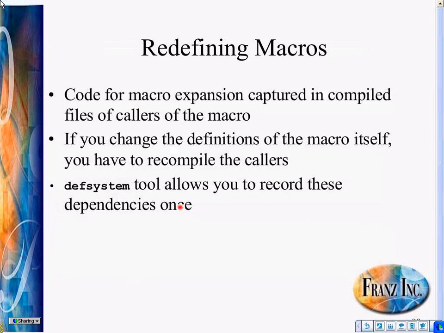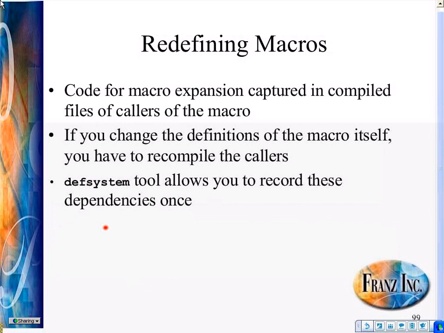I've already said this: when you change the definition of a macro, you've got to recompile all the callers of the macro, or they won't see the changed definition. There are tools within Lisp. The defsystem tool allows you to set up dependencies of one file on another, in what's called a system. So you can say compile the system, and it will make sure that it compiles files in the right order.